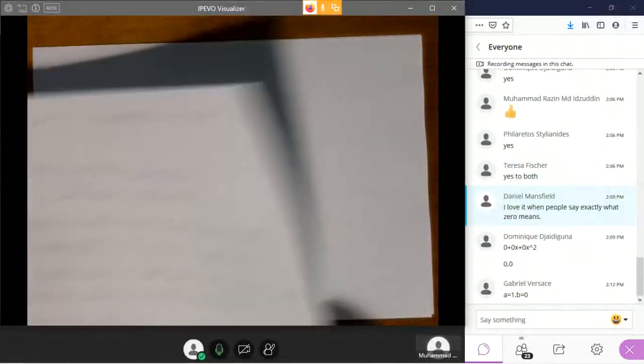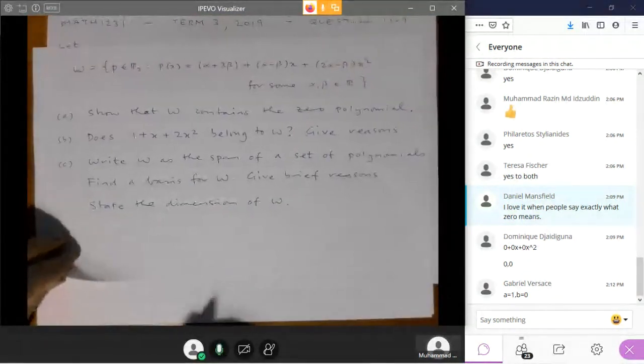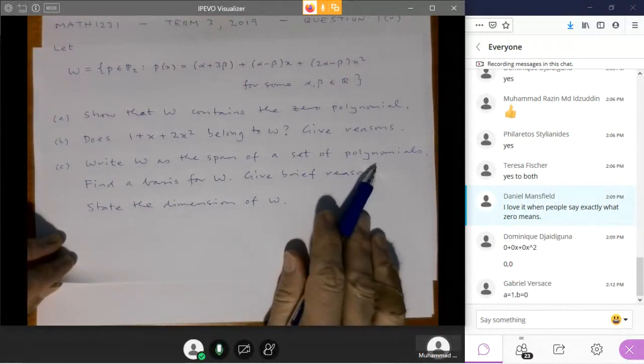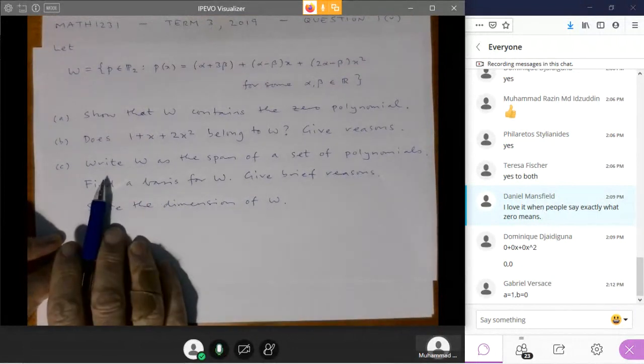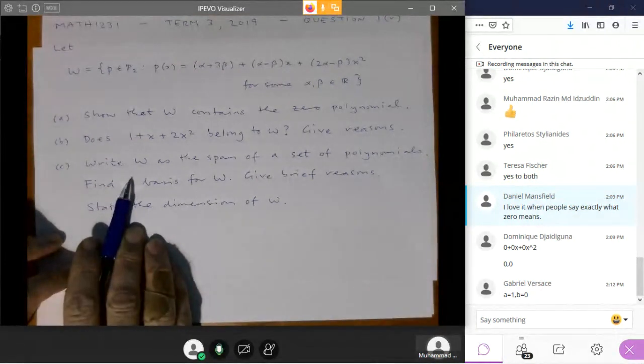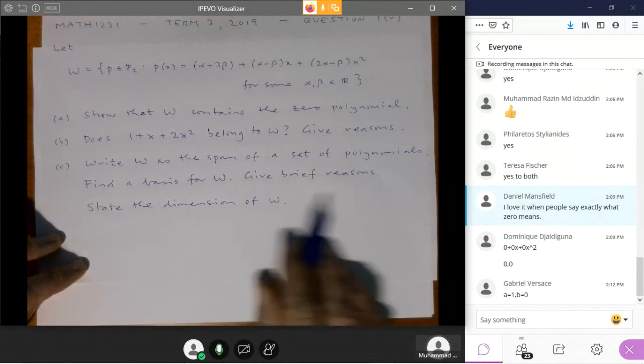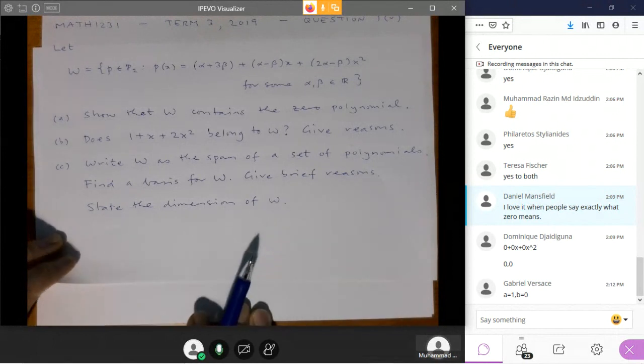And that was the following. I've put them as 3 separate parts, but I've combined them into one question. Write W as the span of a set of polynomials. I think it originally asked, is W the span of a set of polynomials? But I think this is a better question, so I've just slightly changed it. Find a basis for W with brief reasons. State the dimension of W.